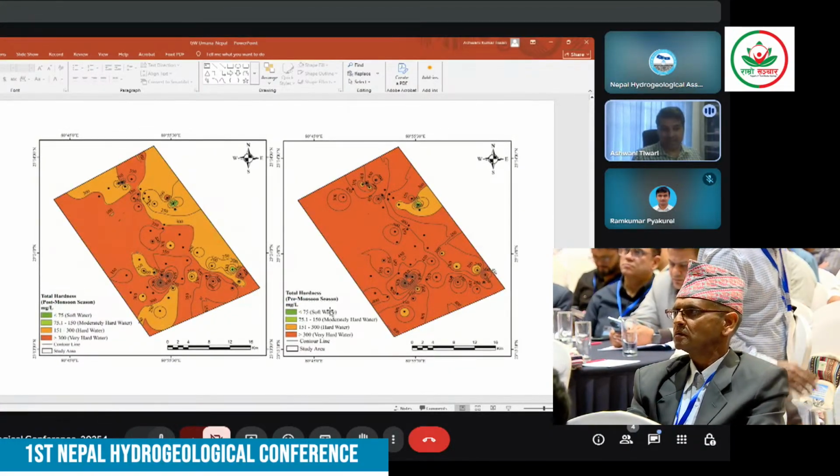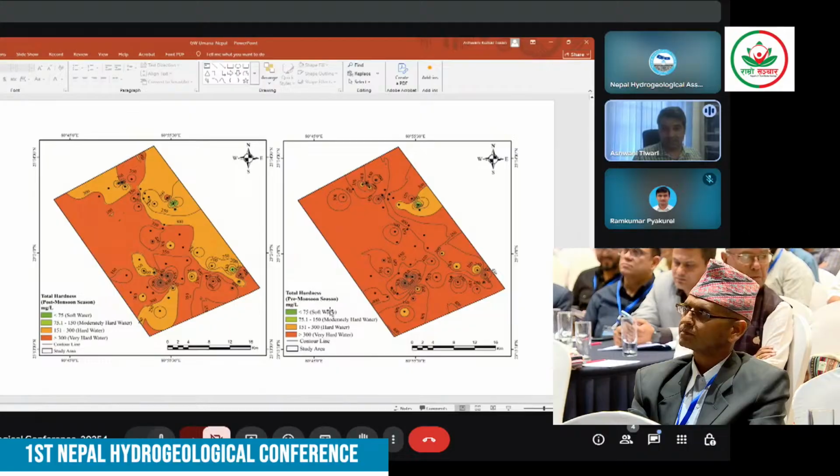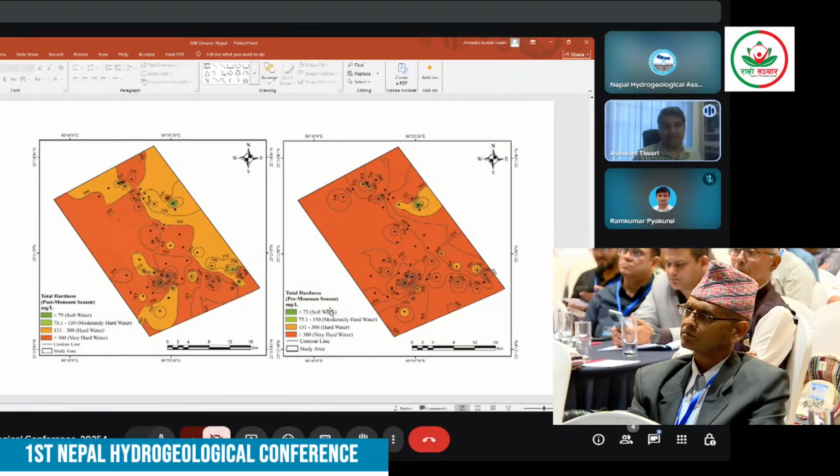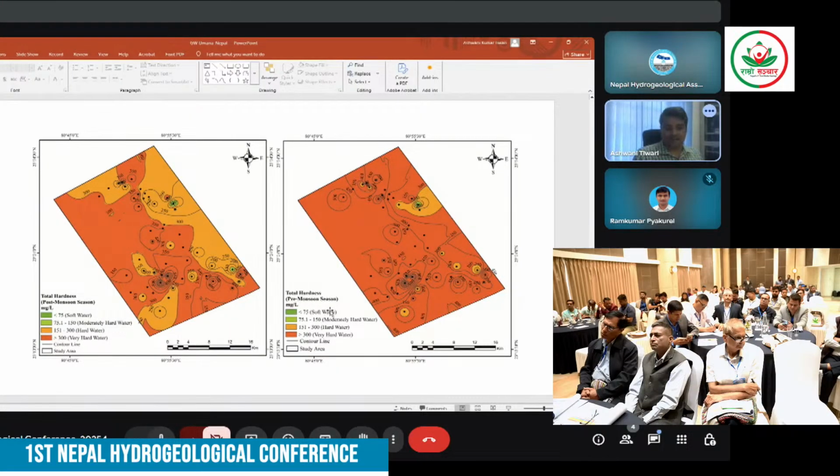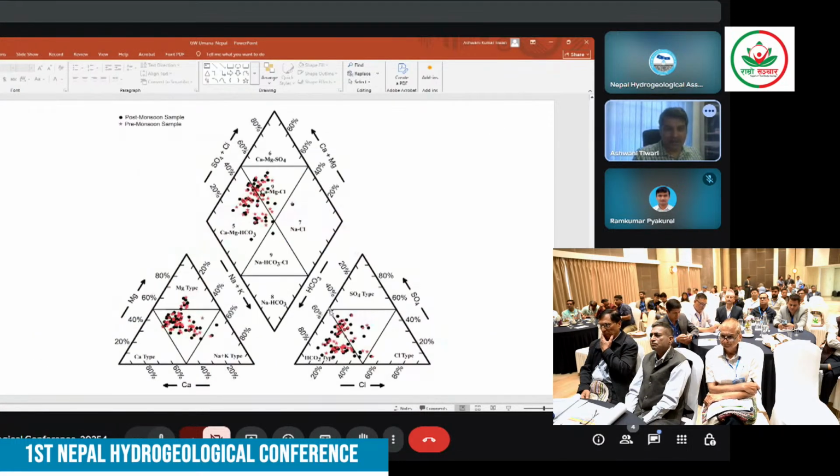Now you can see the total hardness, which is more concerning for industrial and other domestic purposes. We have a high concentration of total hardness, and it belongs to the hard to very hard type of water due to the high concentration of calcium and magnesium in the groundwater of the area.